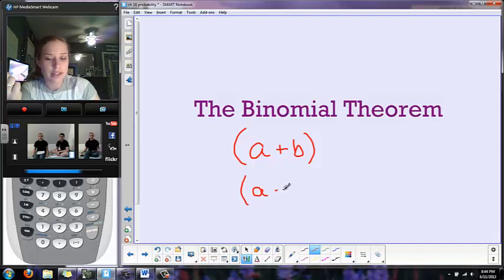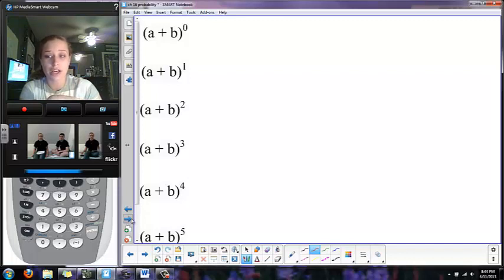What you're going to see is if we expand these and multiply them out a bunch of times, instead of foiling 100,000 times, we actually have a pattern that we've developed in order to rewrite these. So a plus b to the 0 power, well, anything raised to the 0 power is just 1, so that's really easy. A plus b to the first power means we're just taking that binomial one time, so that's just a plus b.